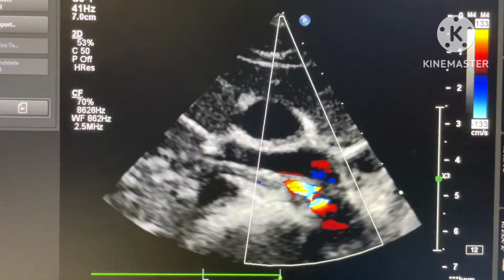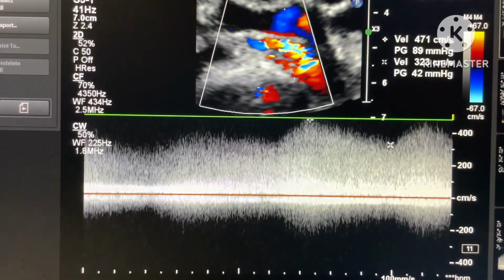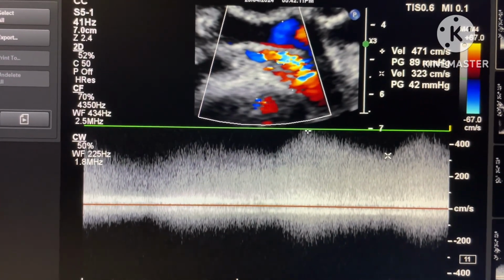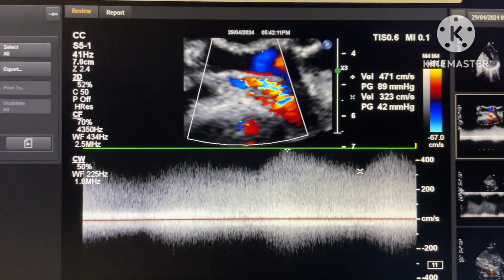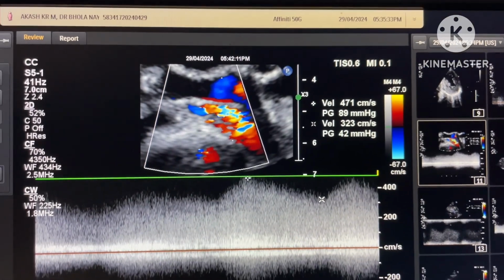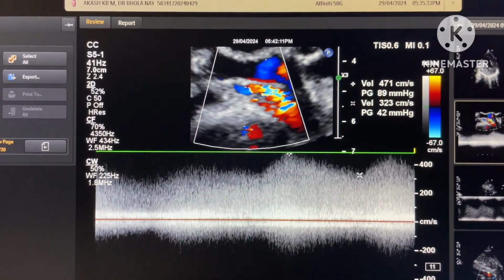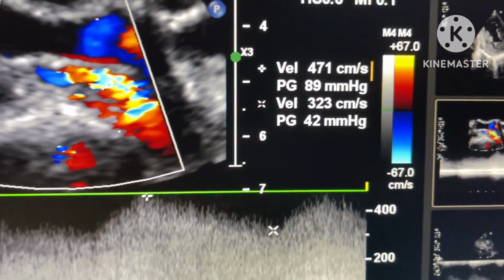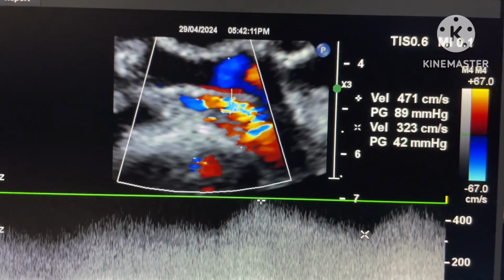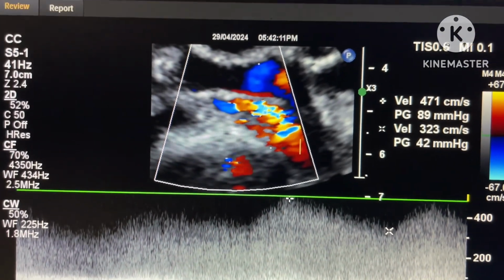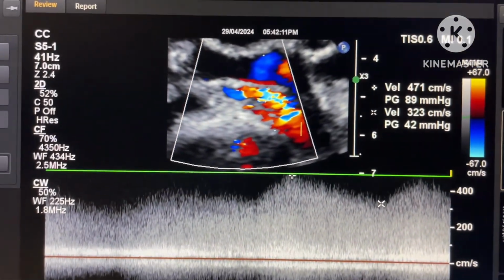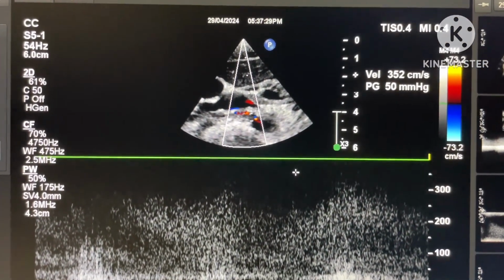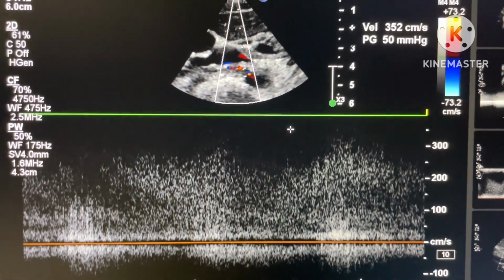You can see, this is the right renal artery. Here again the velocity in the right renal artery in this view is 471 centimeters per second. You can see the turbulence. The velocity scale is 67 centimeters per second. Now you see 67 centimeters. Here you can see the highly turbulent area in this zone, indicating stenosis. You can see the velocity is quite high.